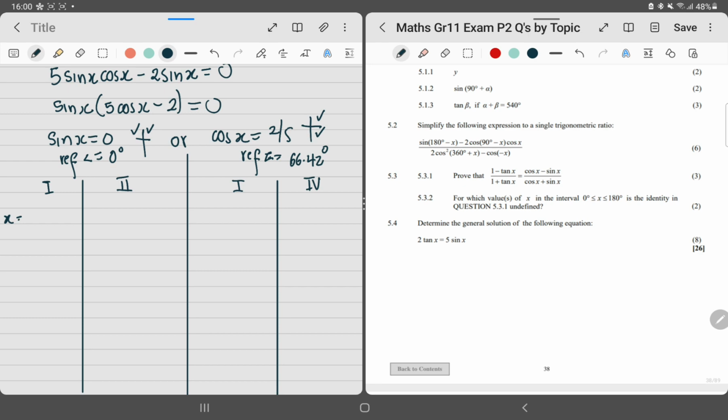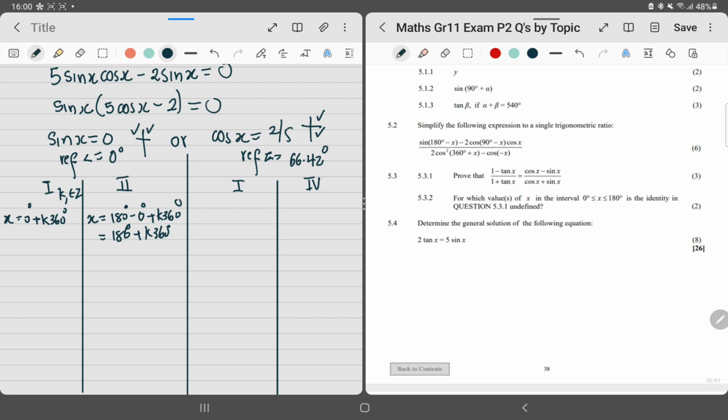So x should be equal to 0 degrees plus k 360, where k is an element of the integers. And then in the second quadrant, this is going to be 180 degrees minus 0 plus k 360 degrees. So this is 180 degrees plus k 360.